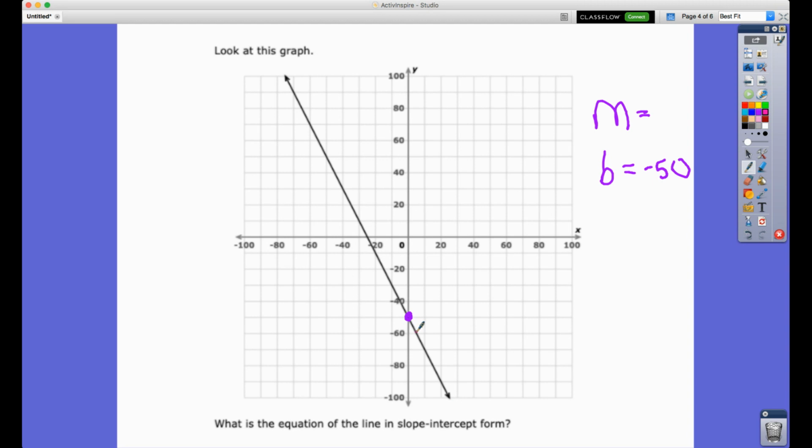Then for our M, again, it doesn't matter where you go. If I start here, that's a no. That's a yes. So this would be 1, 2, which is 10, 20, over 10. 20 divided by 10 is 2. This line, as you go left to right, is what? Negative. So in our equation, y equals mx plus b, we would have y equals, in place of m, -2, and then x, and -50.